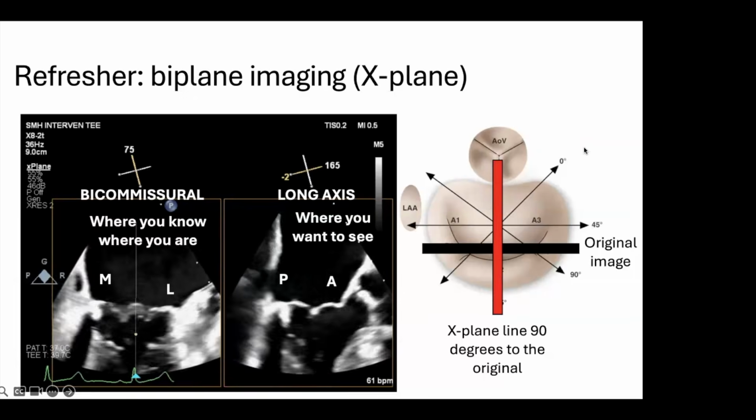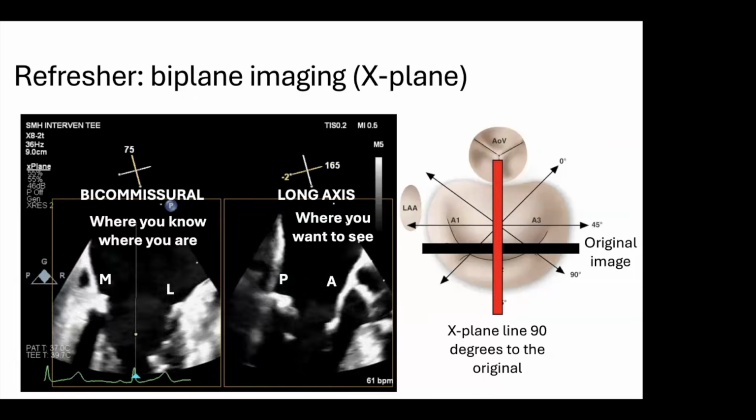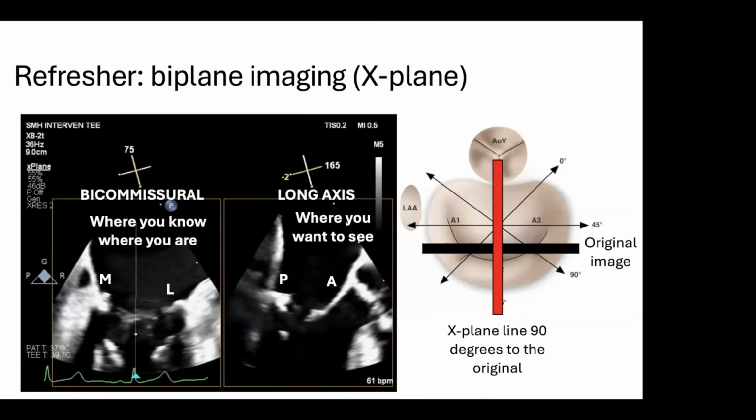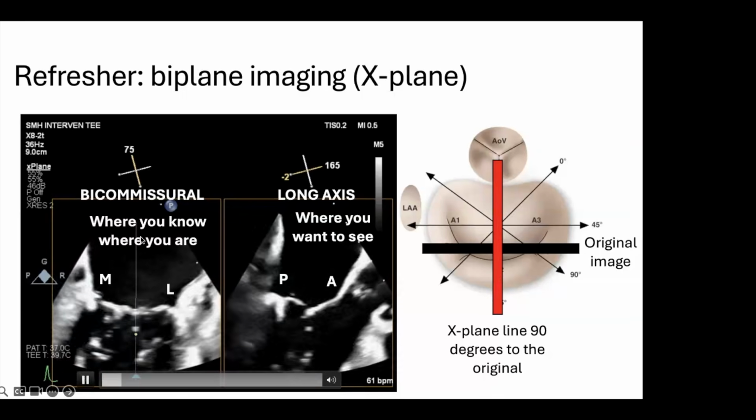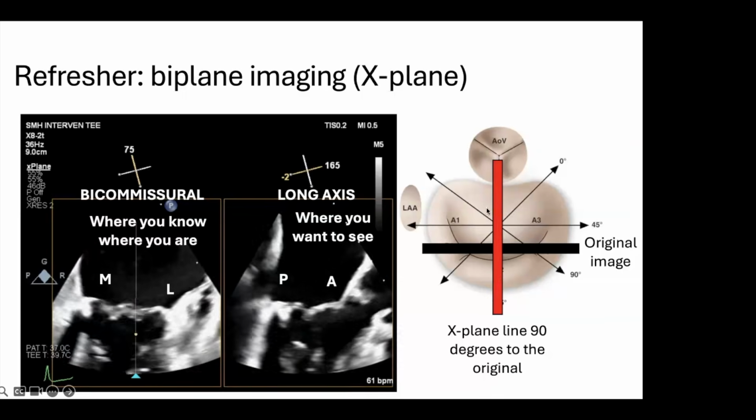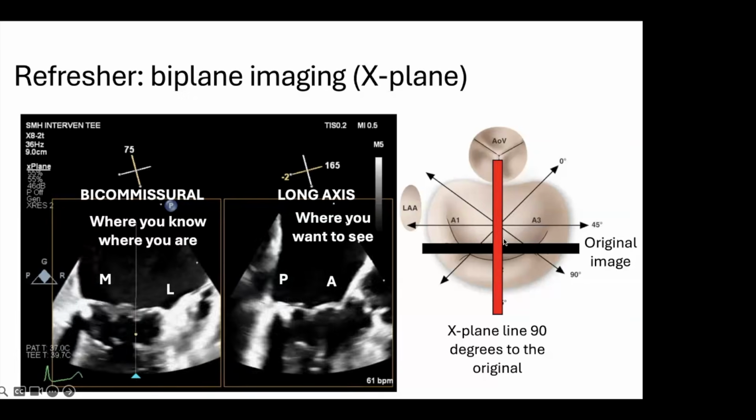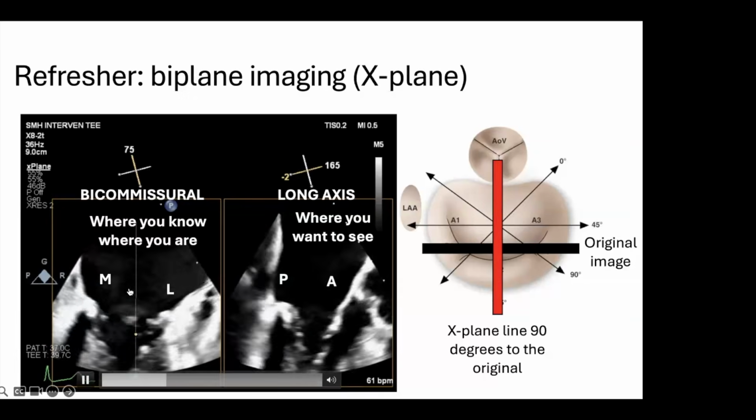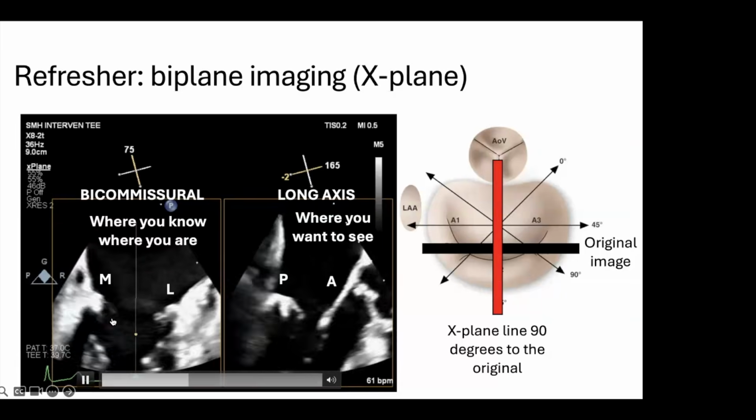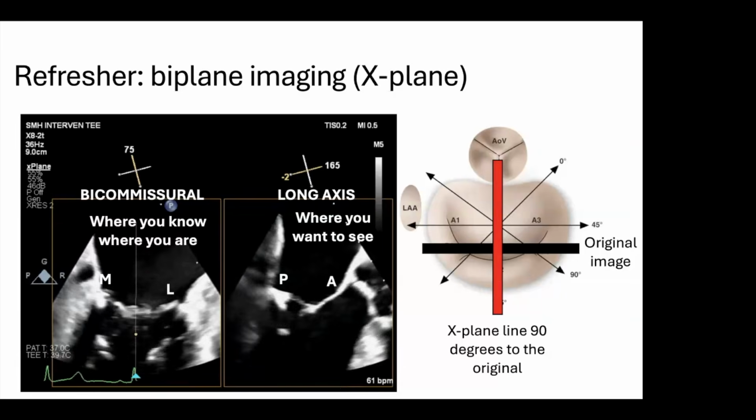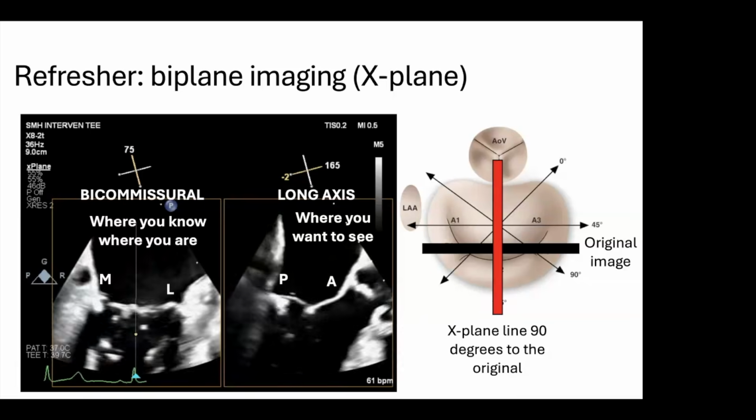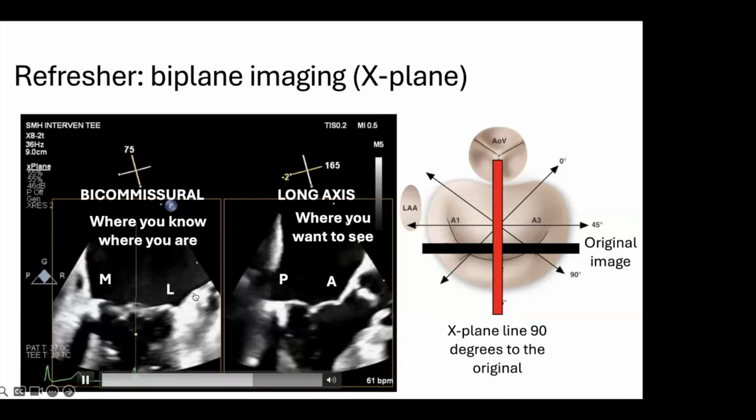And what I like to think about when I'm doing X-plane imaging is I always want to start someplace where I know where I am. That's where the bicom view is very helpful, because if you produce a good bicom view and you cut right in the middle, you're going to be at the twos. You're going to be in the middle of the mitral valve. If you bring this cursor more medial, you're going to be in the medial aspect of the valve, more in the medial commissure. You're going to be in the threes. And if you go more lateral, you're going to be in the ones.